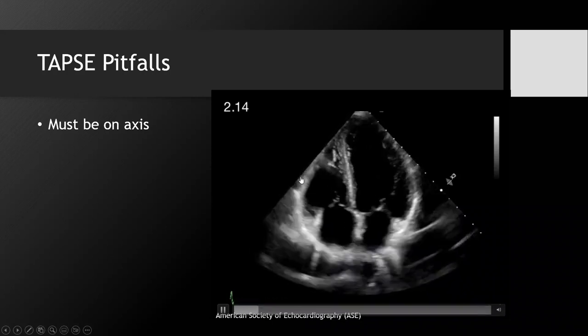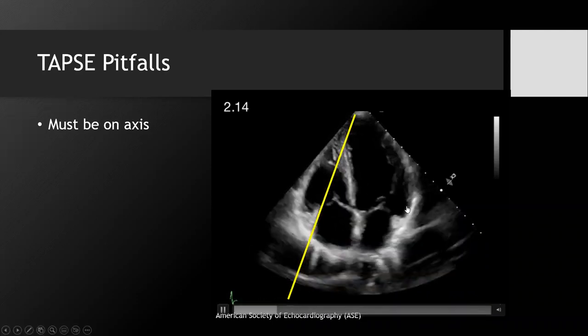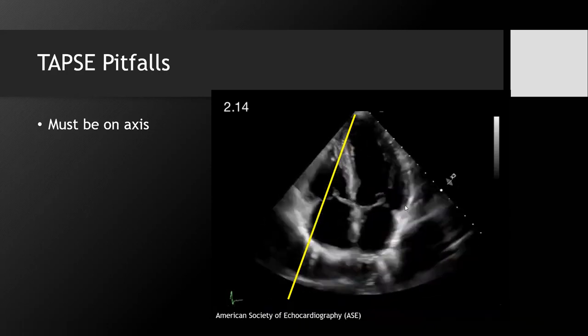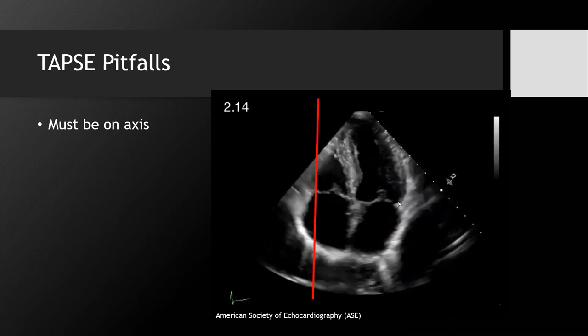You don't want to just look at a TAPSE and make a call about RV function. The other thing is that the TAPSE has been validated when you're taking it on axis. So if you're getting an apical 4-chamber view off axis, which is unfortunately often the best we'll get in the ICU, you might not be able to use your TAPSE, right?